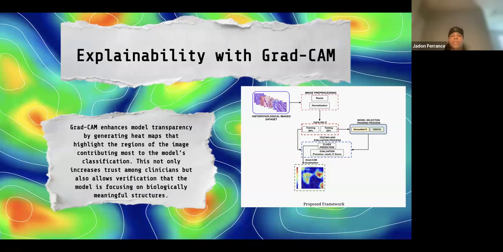Now, as far as explainability with Grad-CAM, to address the black box nature of deep learning, we integrated Grad-CAM because it's used to generate visual heat maps that highlight the regions of the image that are most responsible for the model's prediction. So this enhances the trust among clinicians and confirms that the model is focusing on biologically relevant areas.